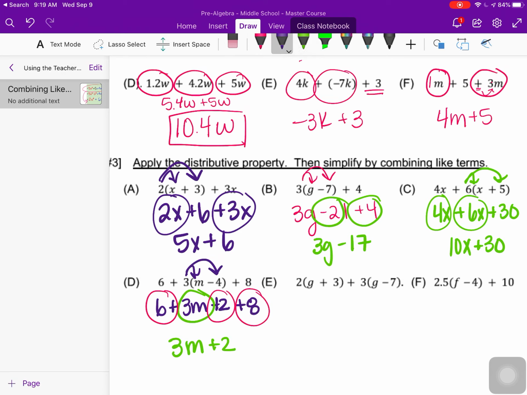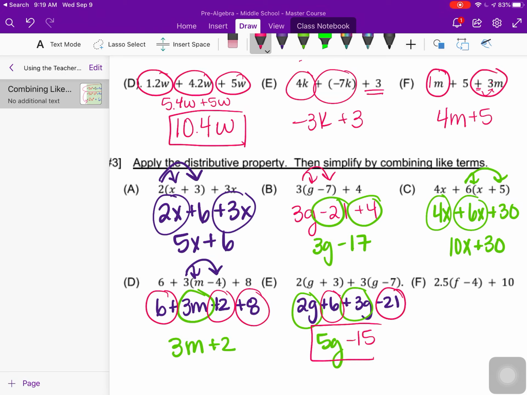Letter E, you've got to distribute twice. So this is 2g plus 6 plus 3g minus 21. Combine your g's. 2g plus 3g is 5g. Combine your constants. 6 minus 21 is negative 15.